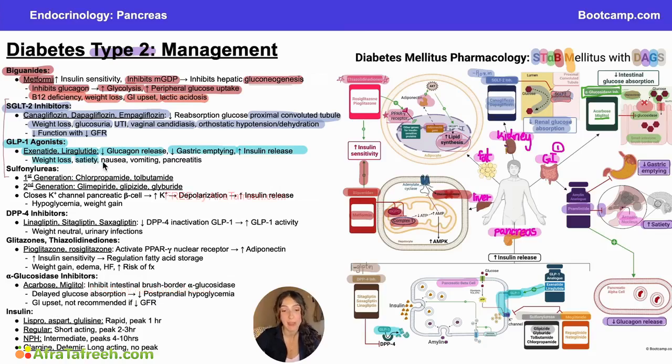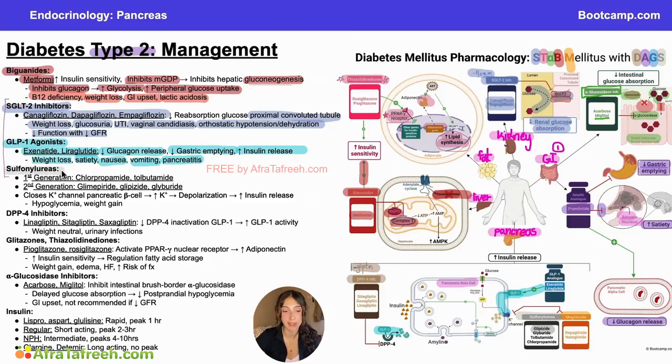They increase satiety. They may be associated with nausea or vomiting. And then a very important complication for you to be aware of here is pancreatitis. This is commonly tested, even though it's not commonly seen as a complication of GLP-1 agonists, but you should be aware of it for Step 1.